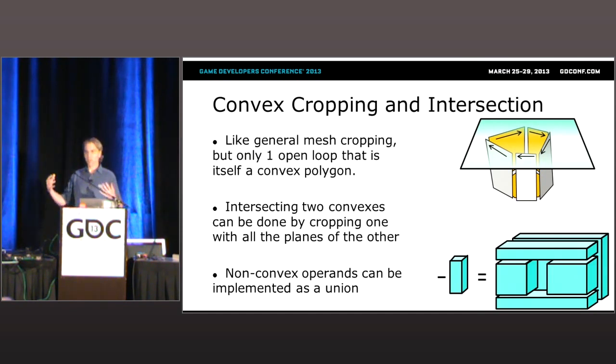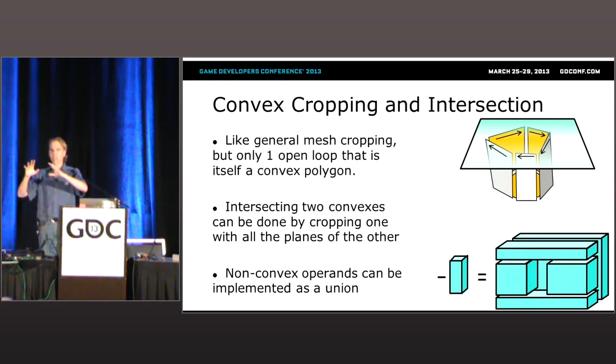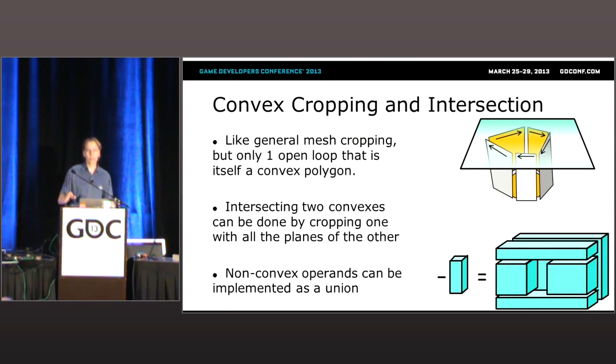So intersecting two convexes, you can think of it as cropping one with all the planes of the other. Okay, but wait a sec. You saw I took a convex mesh earlier and another convex mesh, and I subtracted one from the other, and the result wasn't convex. How does that work? Well, that's because that was a subtraction, not an intersection. The subtraction with the solid is the same as doing an intersection with all the stuff around it. So you can do non-convex operands as a union of a bunch of convex operands. So you basically do all those convex to convex intersections and then just throw the result together.